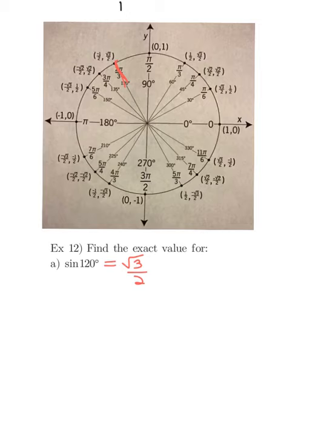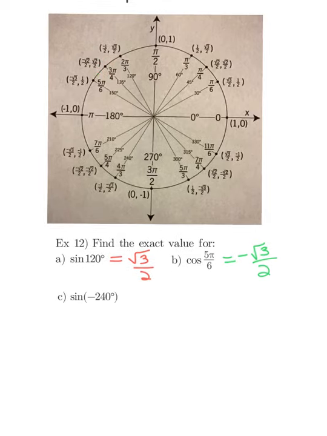Exact value means do not put the square root of 3 over 2 in your calculator and get a decimal. Leave it as square root of 3 over 2. For question B, we want to find the cosine of 5 pi over 6. So look on the unit circle for 5 pi over 6. Here it is right here. We want the cosine, which means we want the x coordinate. So the cosine of 5 pi over 6 is negative square root of 3 over 2.